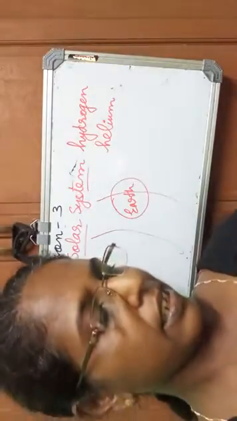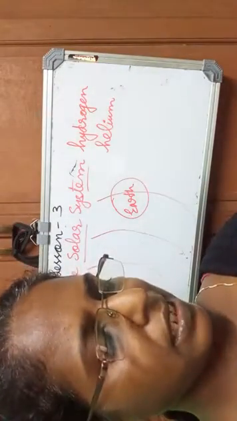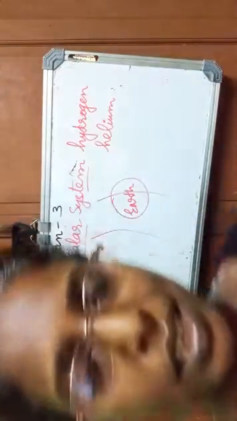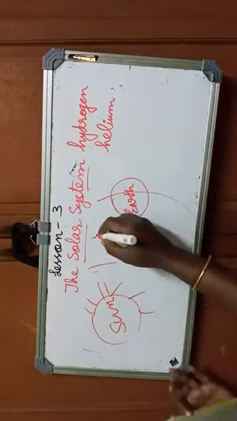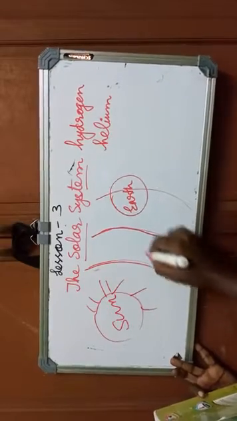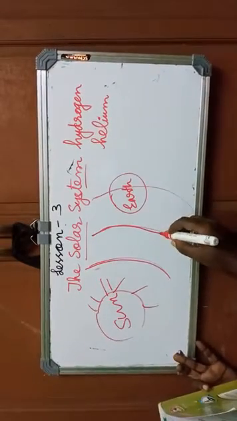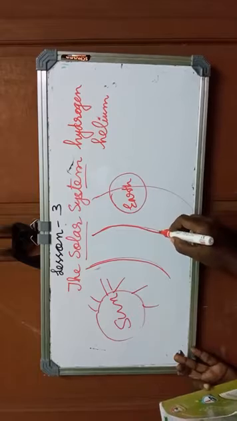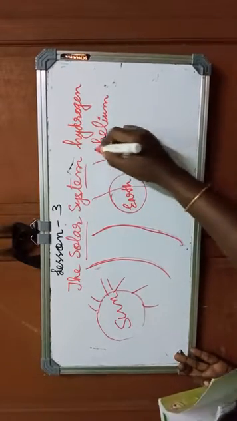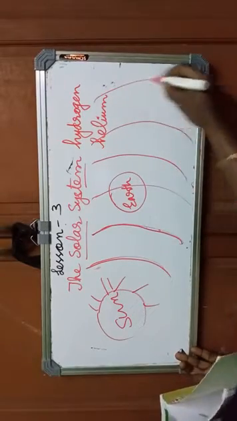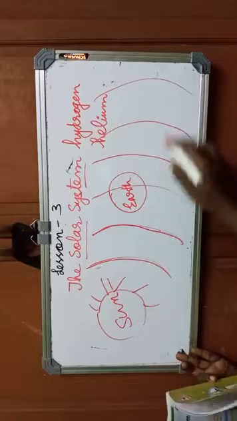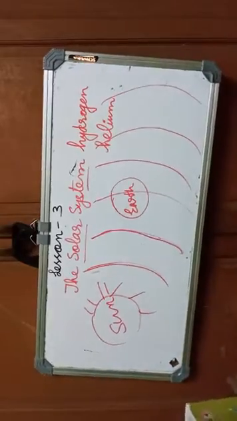And see, next, the planets. The planets are heavenly bodies that move in orbits around the sun. The path through which planets move around the sun is called an orbit. And like this, how many planets are moving around? 8 planets moving around the sun. Okay, 8 planets moving around the sun.